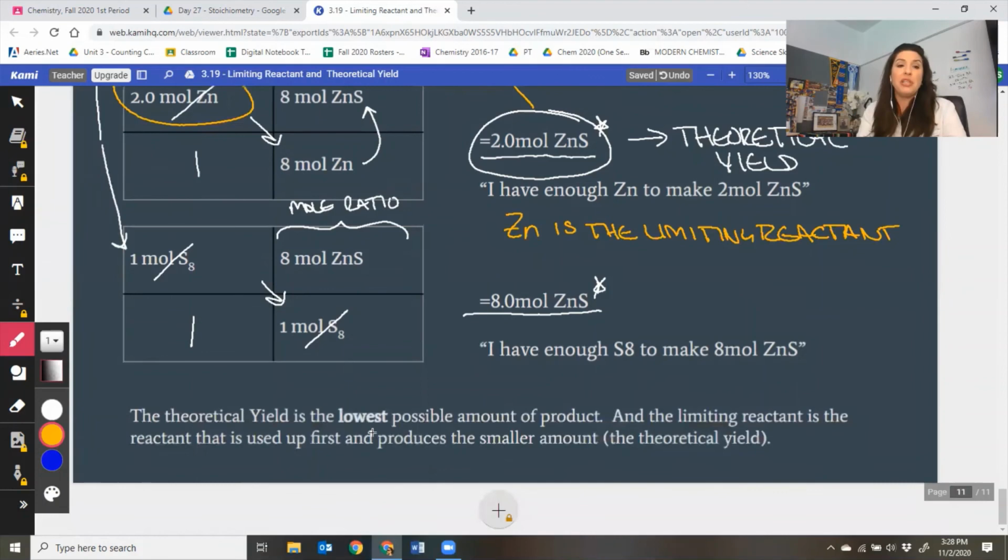So the theoretical yield is the lowest possible amount of product after you've done the math on all the different reactants. And the limiting reactant is the reactant that's used up first and produces that lower, smaller amount, the theoretical yield. So we'll be doing a little bit more of this in class, but hopefully that gives you a little bit of an overview of how to solve these limiting reactant problems.